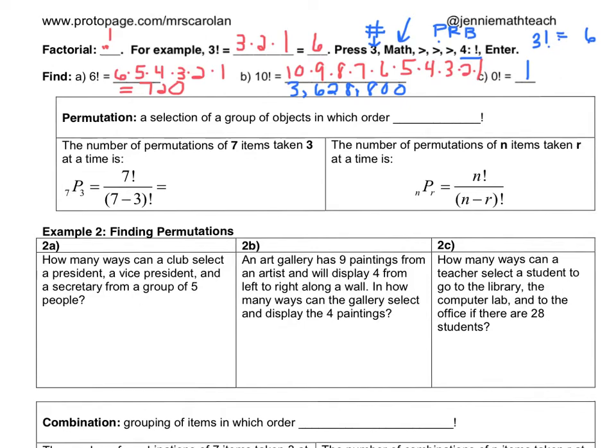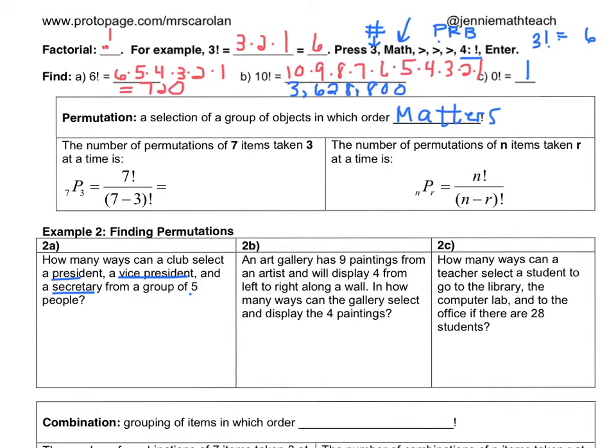The first thing we're going to do is find a permutation. A permutation is when we pick objects from a group when order matters. So what does that mean? Well, in example 2a, we have a club, and it has 5 people in it, and from those 5 people, we're going to pick a president, a vice president, and a secretary. So it matters who does what. So that's an example of a permutation.